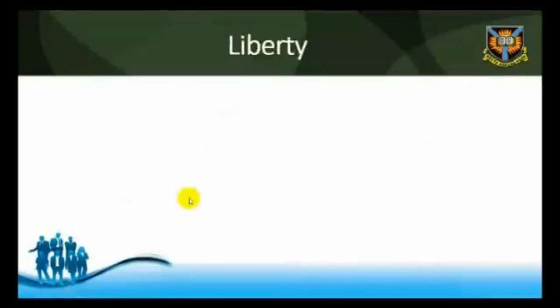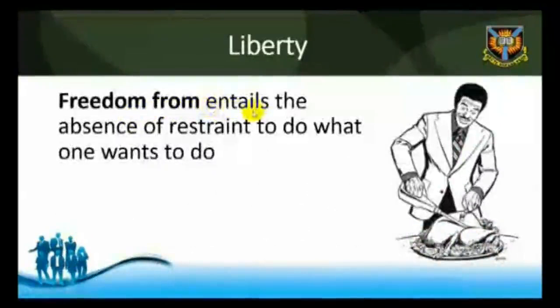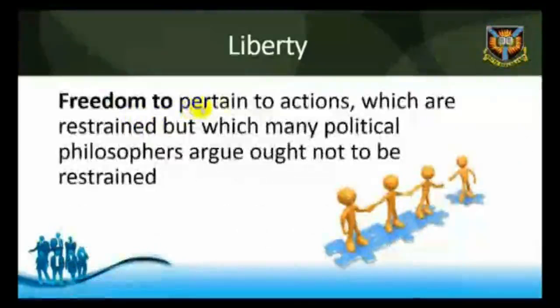Freedom from entails the absence of restraint to do what one wants to do, while freedom to pertains to actions which are restrained but which many political philosophers argue ought not to be restrained. Some activities that could be restrained include drug taking, homosexuality, incest, and prostitution.